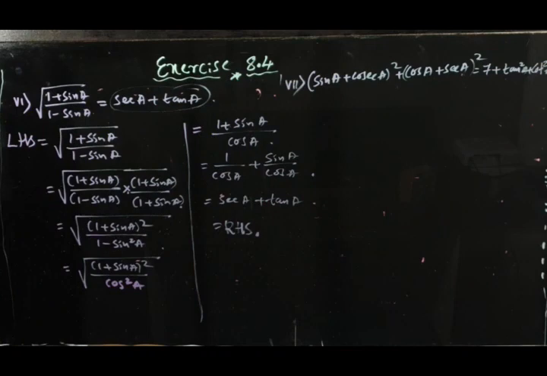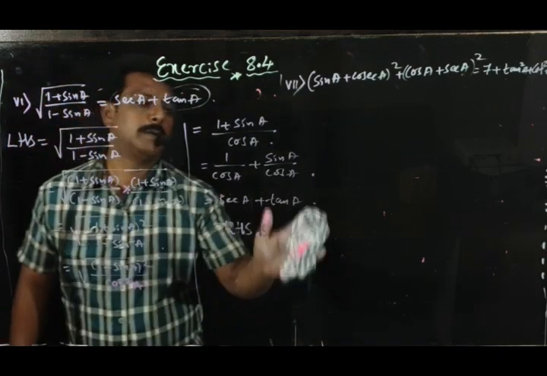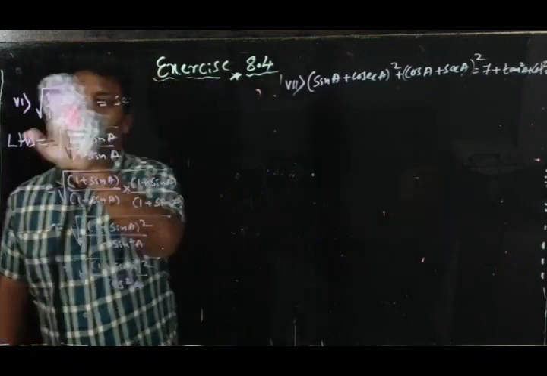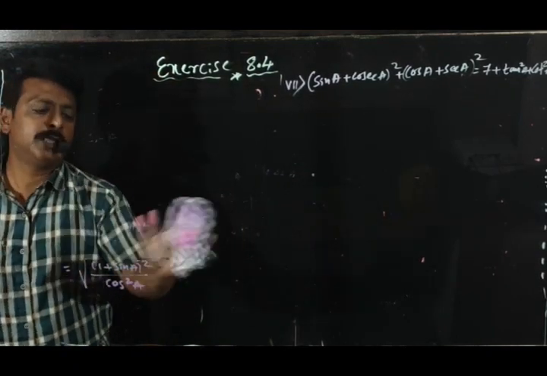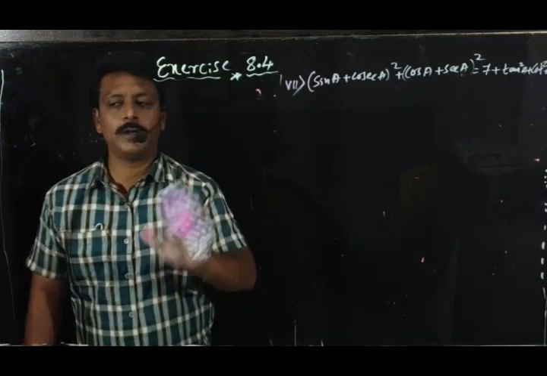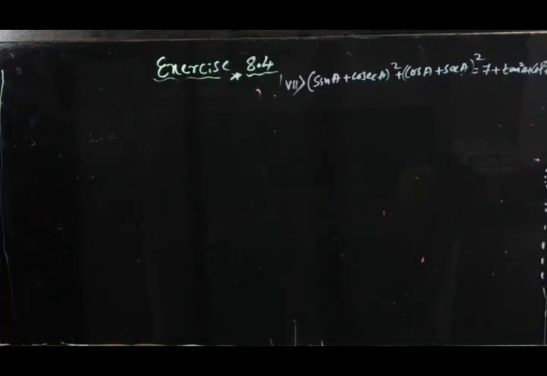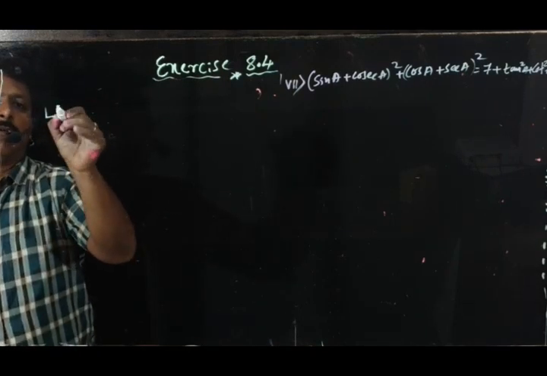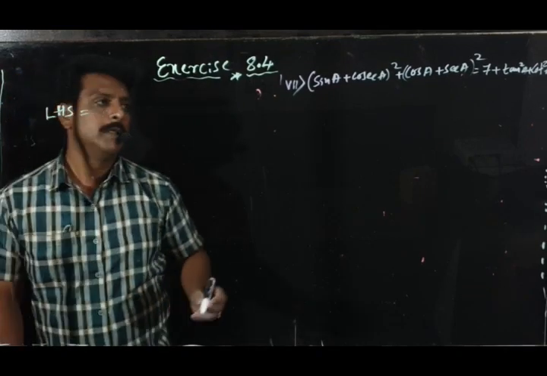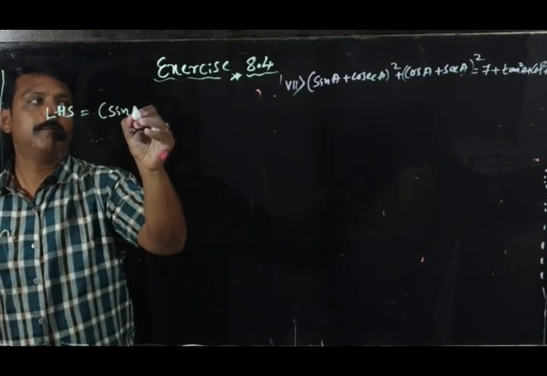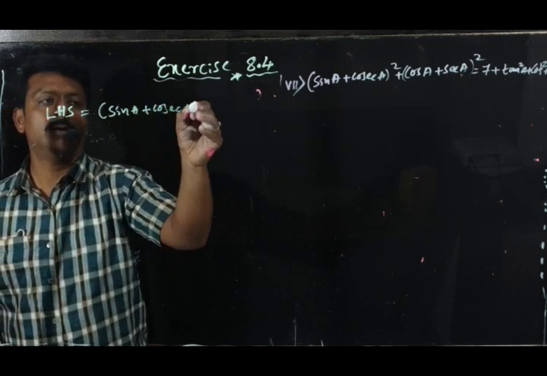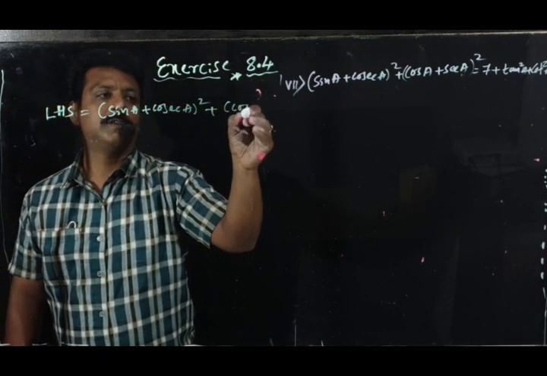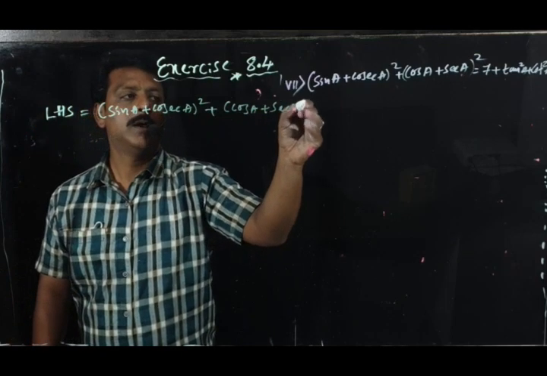Let me solve this. All of you observe again properly 6th sum, because I need a space. I need to rub this also. So I am going to rub this part. Look at the question. I am going to take LHS first. What we have to write in LHS, sir? What they have given, that you have to write. LHS is sine A plus cosec A whole square plus cos A plus sec A whole square.